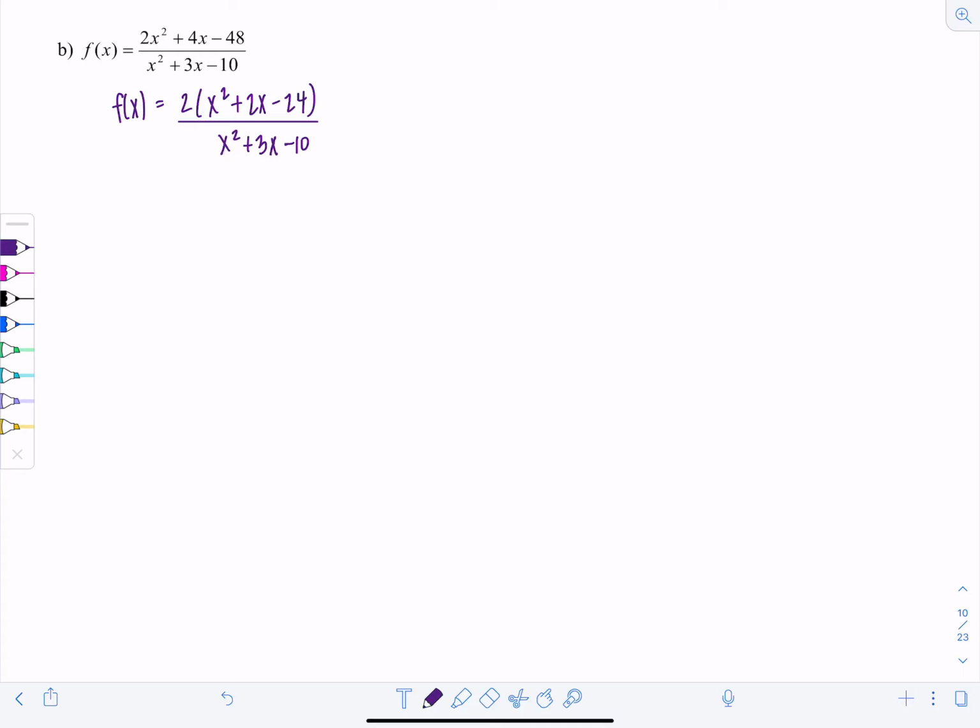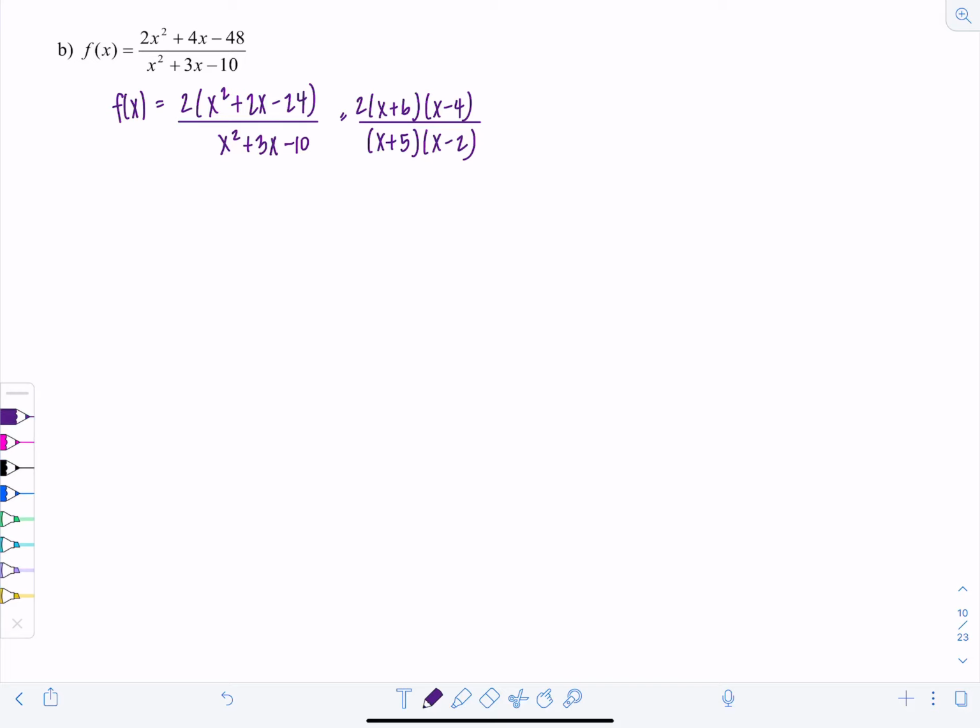And then that actually factors, right? Everything factors. How fun. We have 2 times x plus 6 times x minus 4 over x plus 5 times x minus 2. Nice. Okay, so let's go ahead, list the domain. So the domain, we're going to have 2 restrictions, right? Can you see the denominator is going to be 0 if x is negative 5 or 2. So my domain is going to be all x's such that x does not equal negative 5 or positive 2.